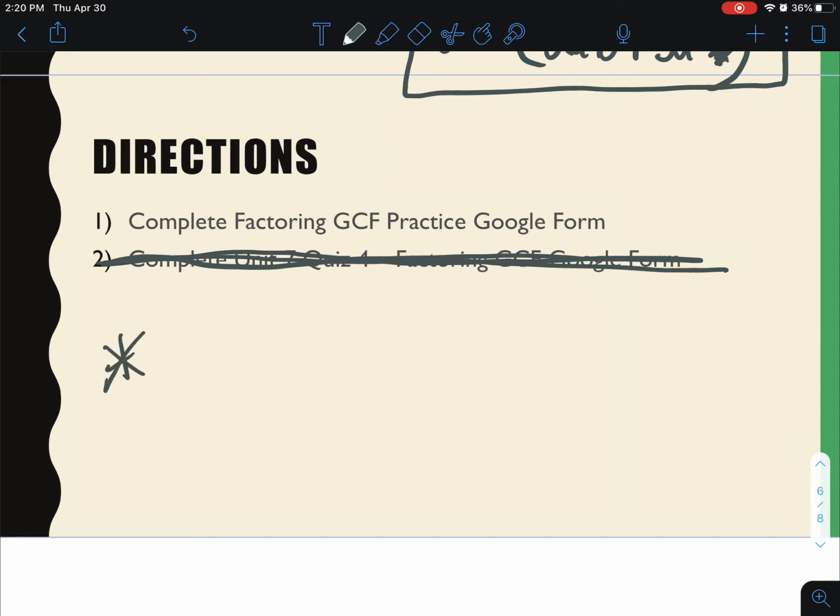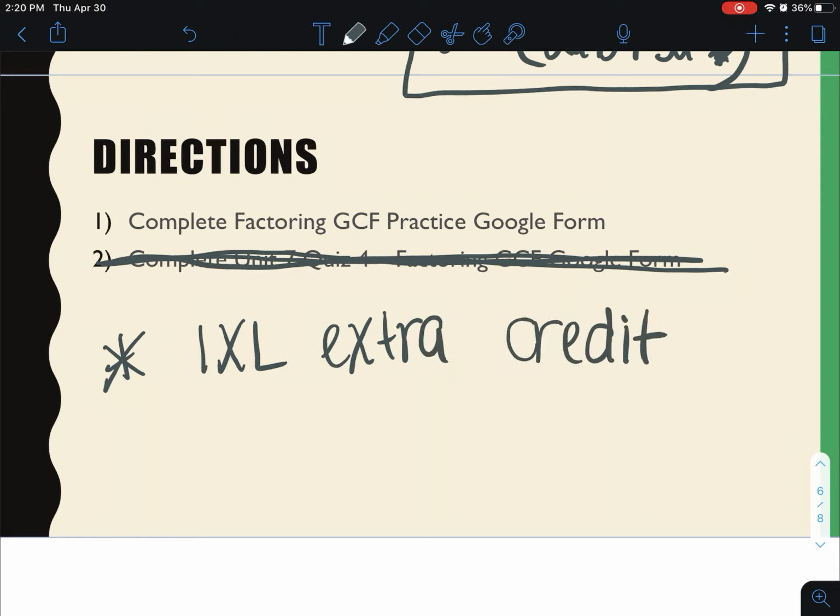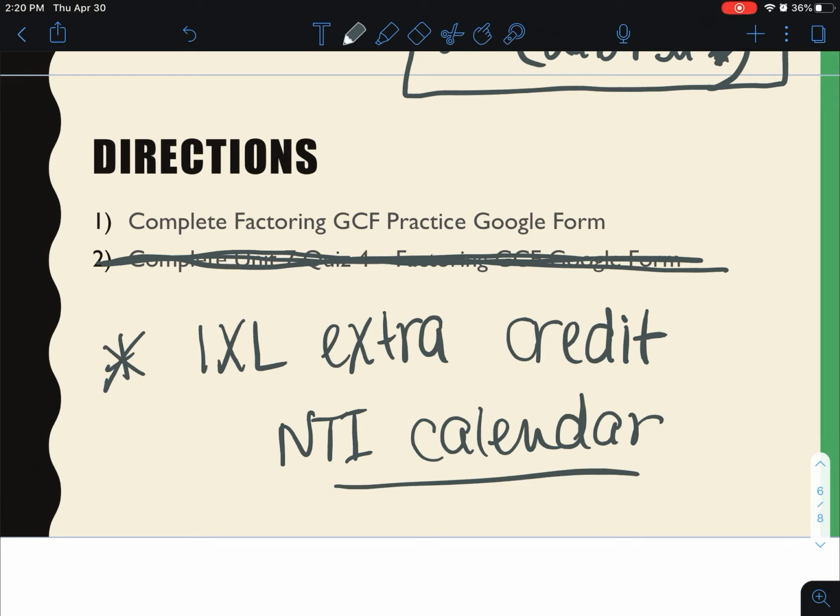Also, the iExcel extra credit, which is listed on the NTI calendar. I can't remember exactly what the assignment is off the top of my head today. So make sure you check the NTI calendar. Do all those extra credit assignments. So, easy day today, only one assignment.